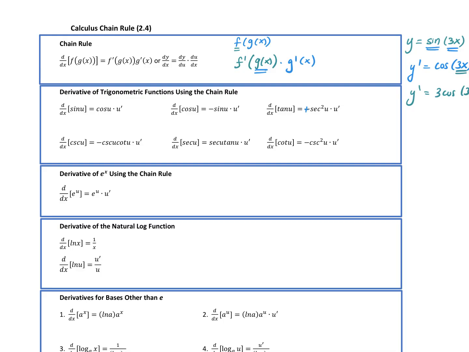Cosecant is negative cosecant cotangent times u prime. Remember, all the cofunctions are negative.